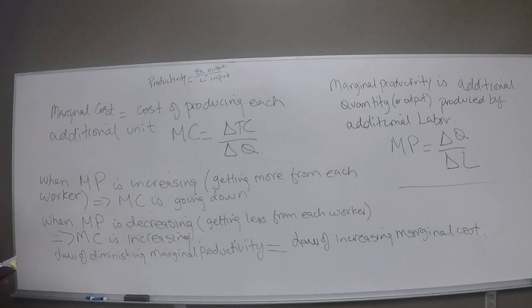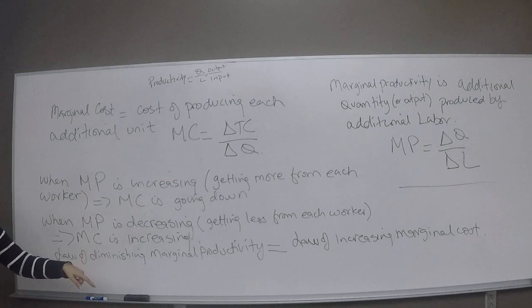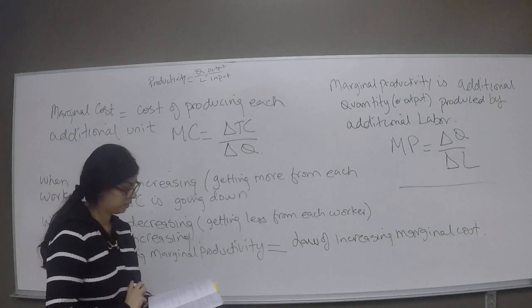As you hire more workers, eventually the additional output will decline, which is equal to increasing marginal cost. That is, as you produce less, the cost will be higher, or as you produce more, the cost will be lower. Okay.